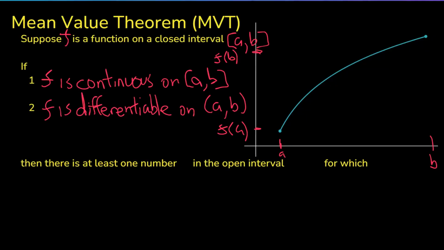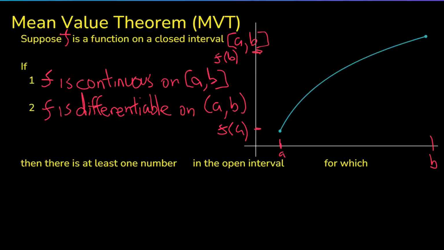Now, let me pause right here because the mean value theorem is very, very close to and related to Rolle's theorem, but it doesn't have that third condition that f of a equals f of b. The mean value theorem is also an existence theorem. We'll talk about that in a minute.